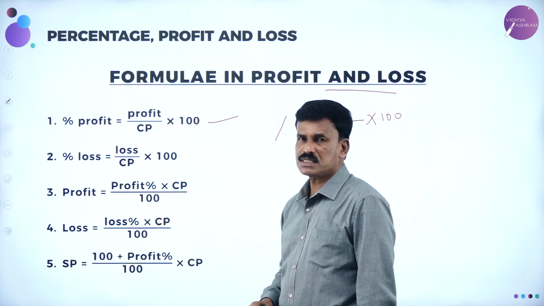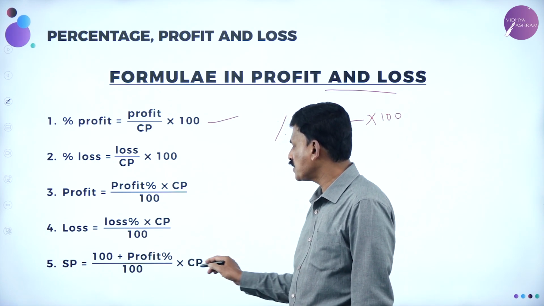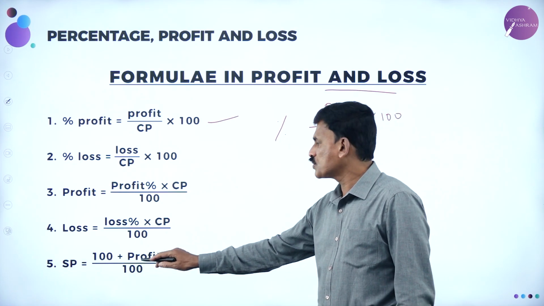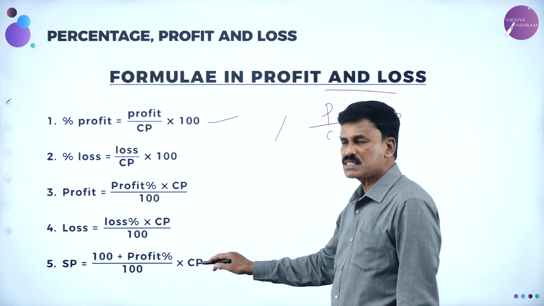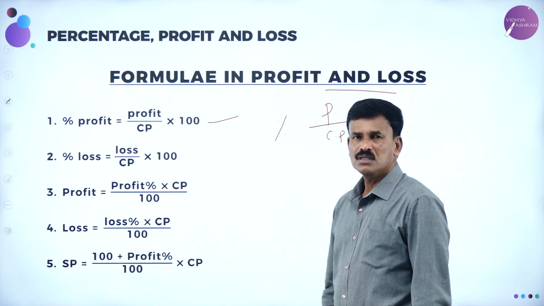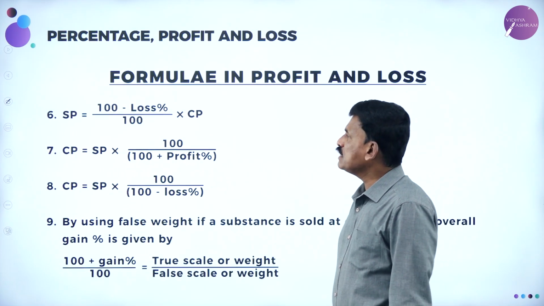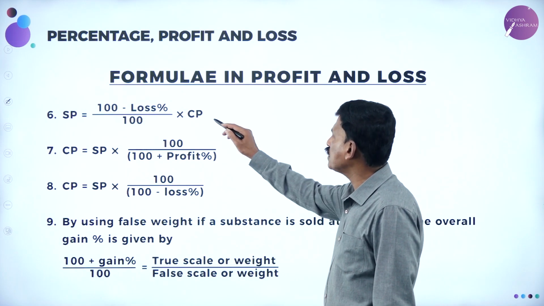What is the selling price? Selling price is equal to 100 plus profit percent divided by 100 into CP. So selling price is equal to 100 plus profit divided by 100 into the cost price, right? Now, let's move on to the next. Selling price is also equal to 100 minus loss divided by 100 into CP.